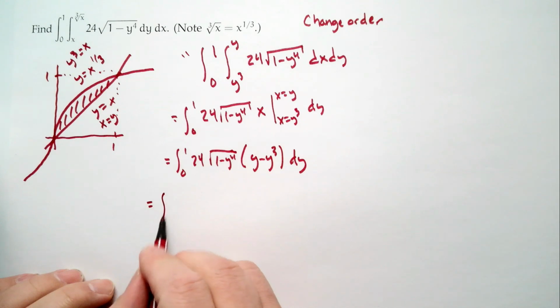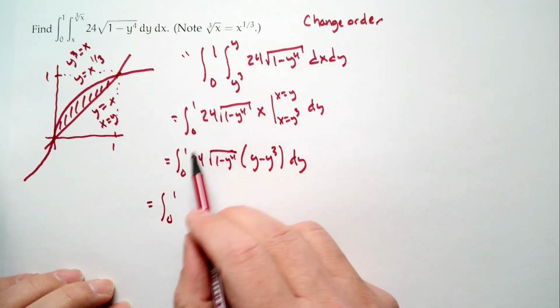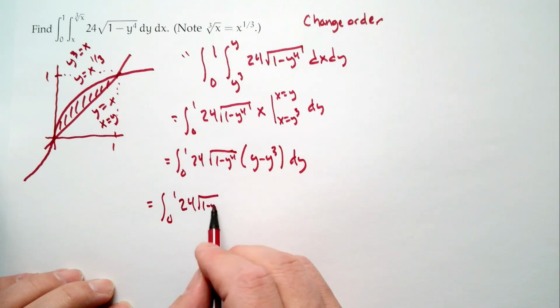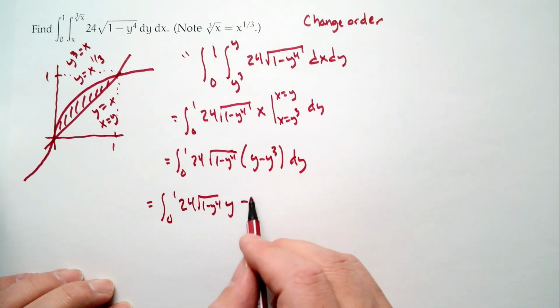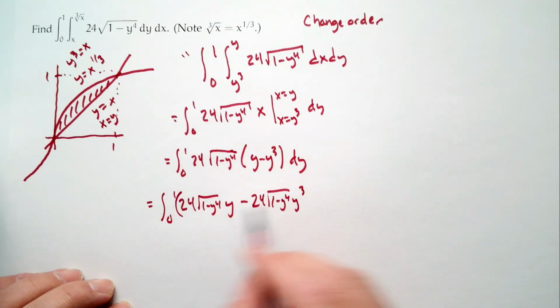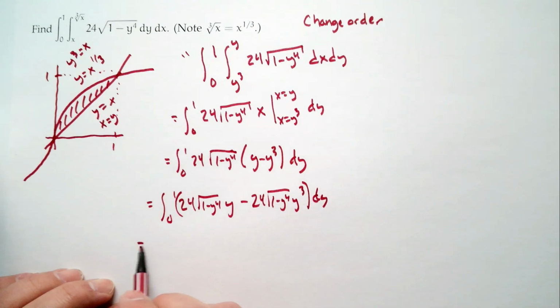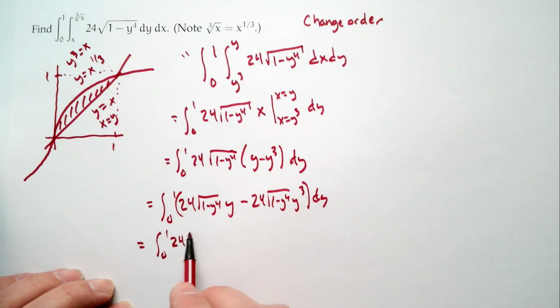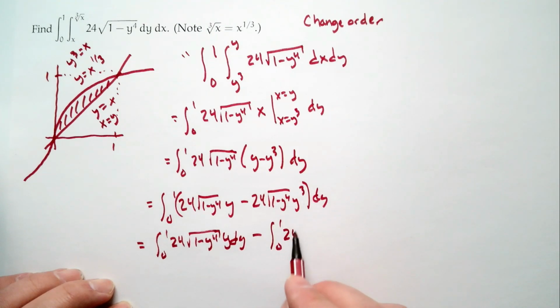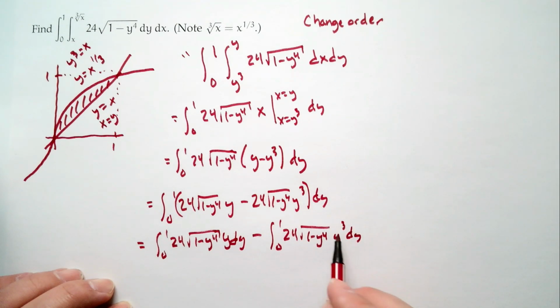So what do I mean? Well, I can distribute this 24 square root of 1 minus y to the 4th to the inside. So you get 24 square root of 1 minus y to the 4th times y minus 24 square root of 1 minus y to the 4th times y cubed. And then I'll treat these as two separate integrals. So I have 0 to 1, 24 square root of 1 minus y to the 4th times y dy minus 0 to 1, 24 square root of 1 minus y to the 4th times y cubed dy.